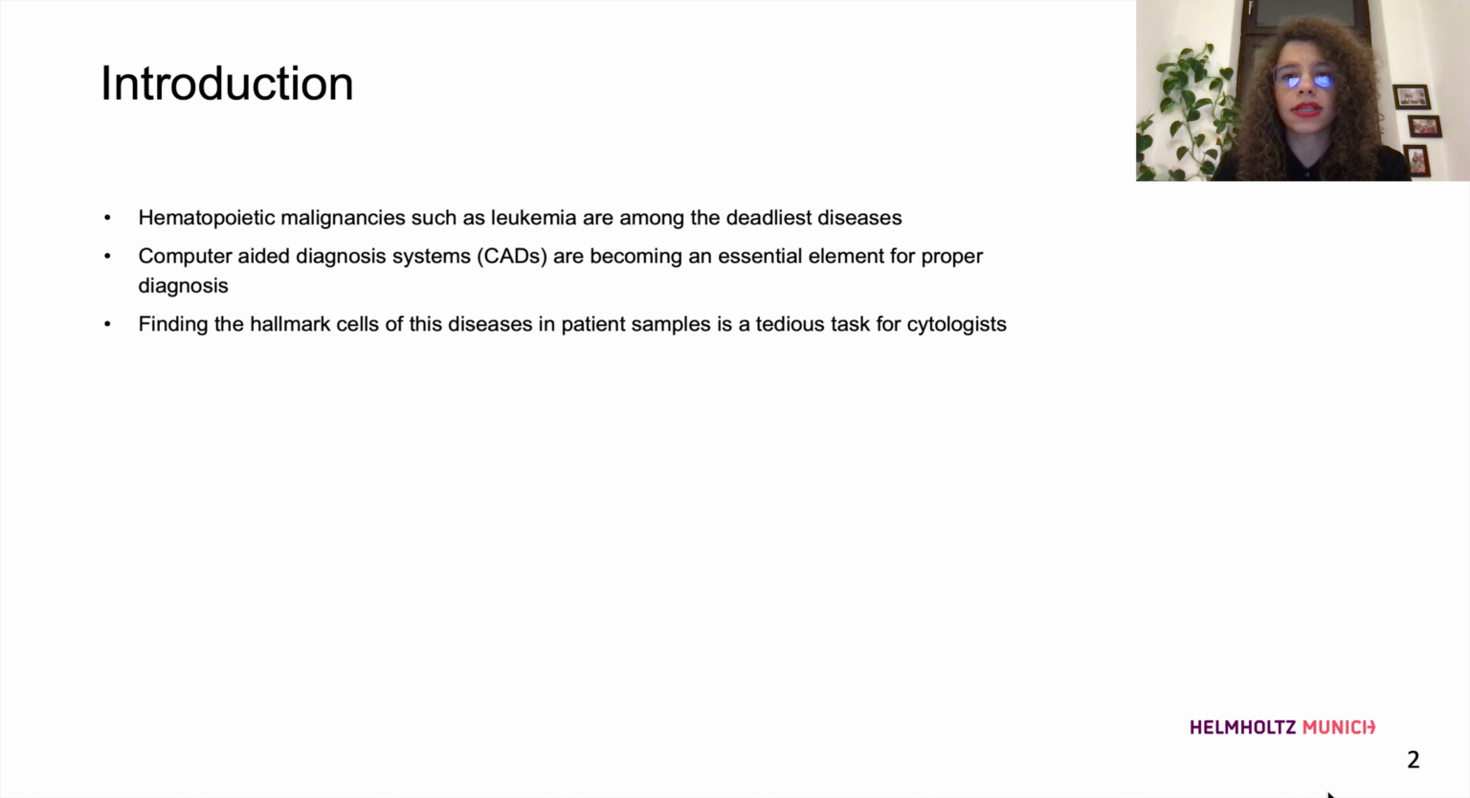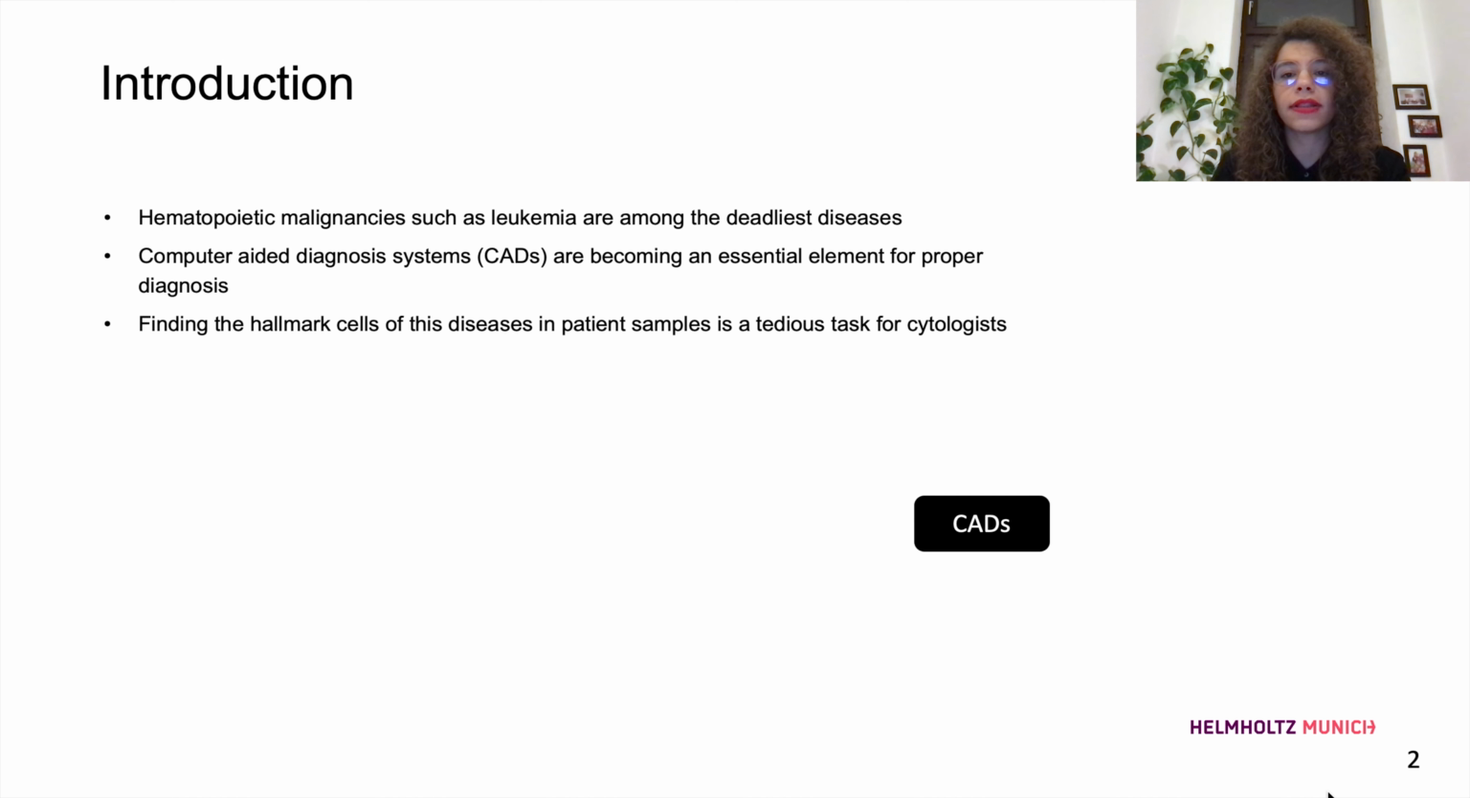Hematopoietic malignancies such as leukemia are among the deadliest diseases. Computer-aided diagnosis systems are becoming an essential element for proper diagnosis. Finding the hallmark cells of these diseases in patient samples is a tedious task for cytologists. Computer-aided diagnosis systems help cytologists to speed up the process and get accurate performance.